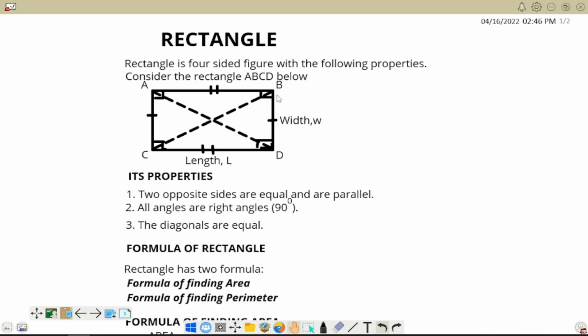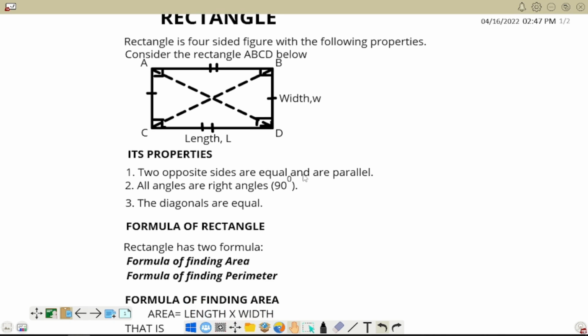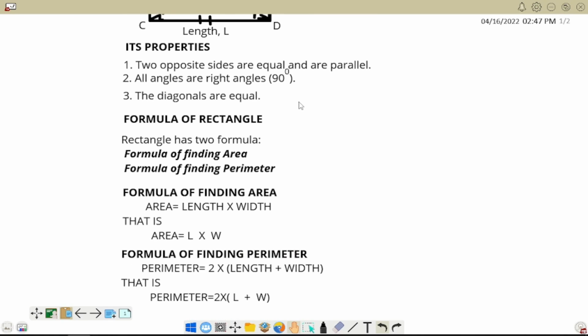So you have to know that this BD is the width, and this CD is the length. Also, AB is also a length, and AC is also a width. So that is all concerning properties. Now let us see the formula of a rectangle.